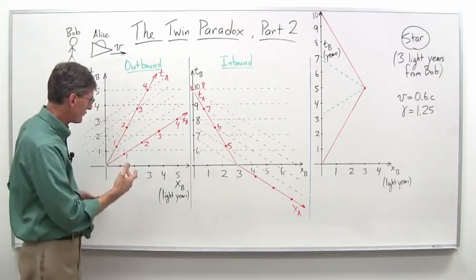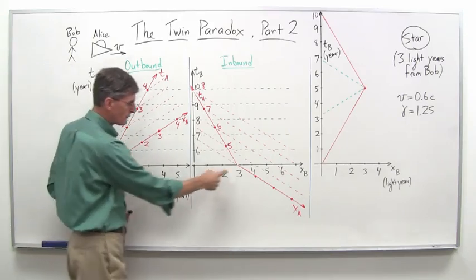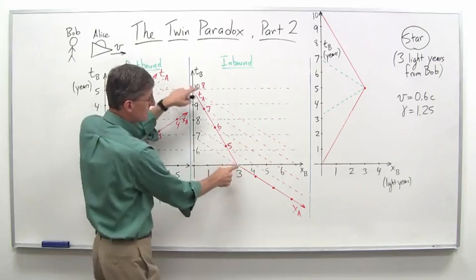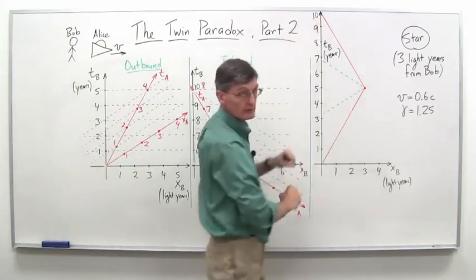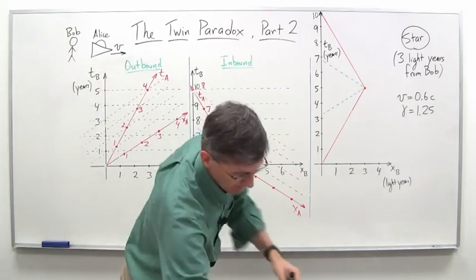So here's what we've done. We've taken Alice out to 3 light years away. So now we're starting at 3 light years. Okay, so this right here is this segment of her trip back. And note, just like we had up here a minute ago, we'll look at this one more time.